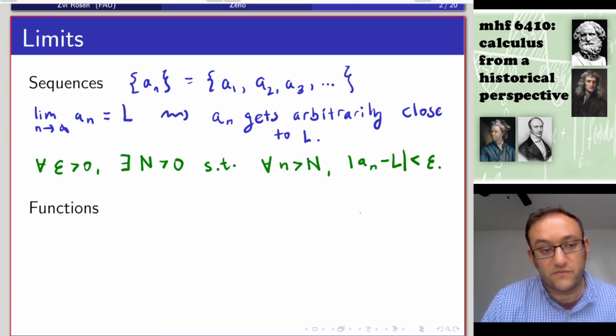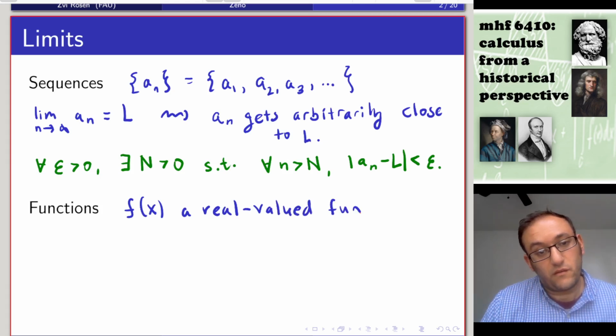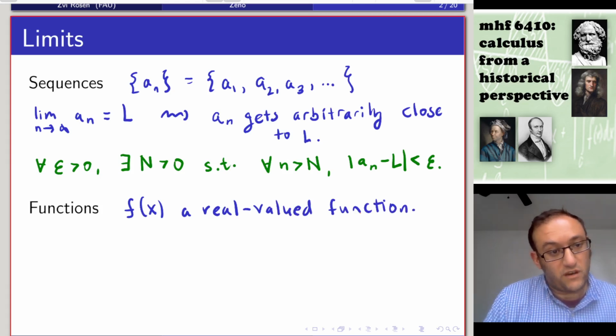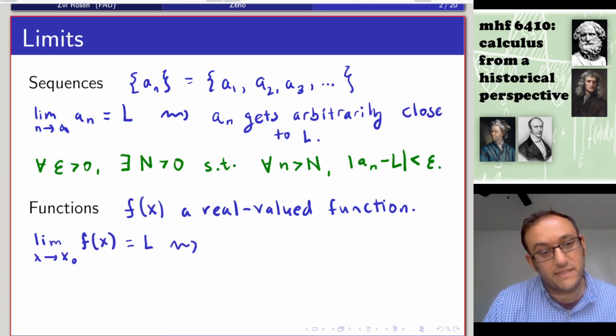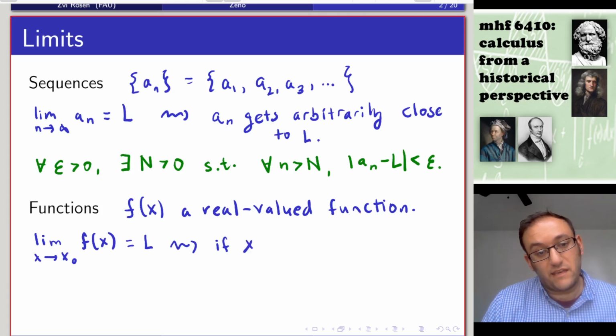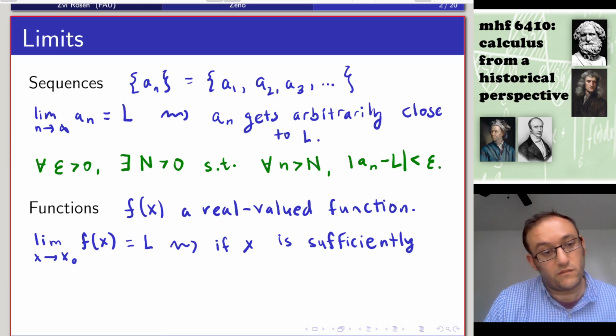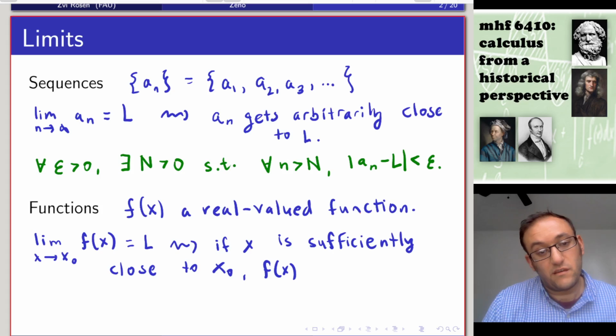Okay, we can also talk about limits in the context of functions. So if we have f(x), a real valued function on the real numbers, when we talk about the limit as x approaches x naught of f(x) equals L, what that means is that if x is sufficiently close to x naught, f(x) gets arbitrarily close to L.